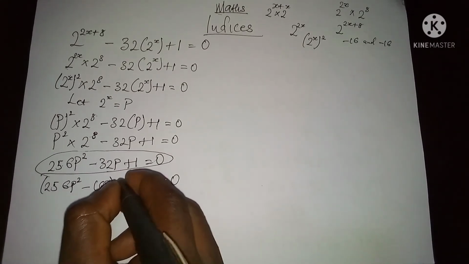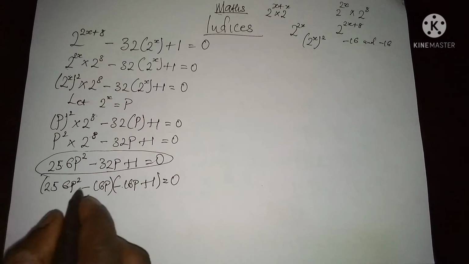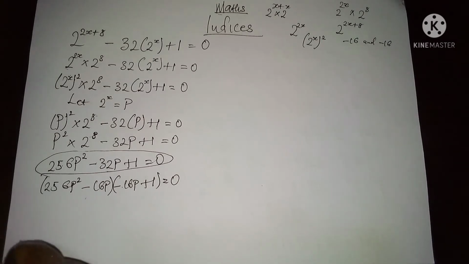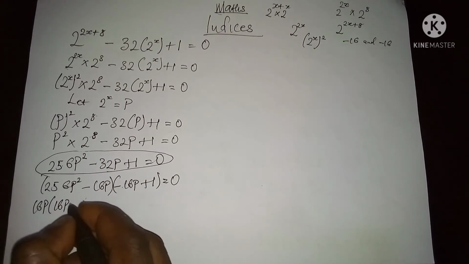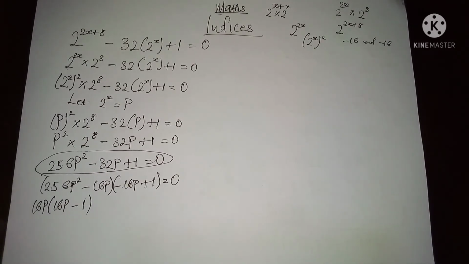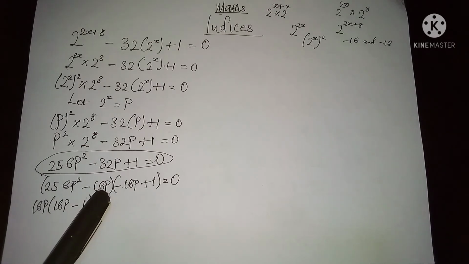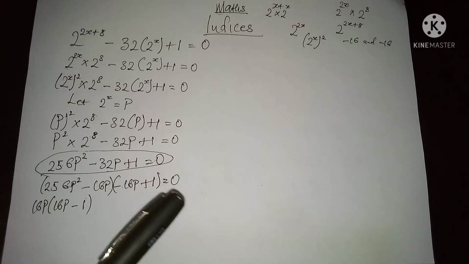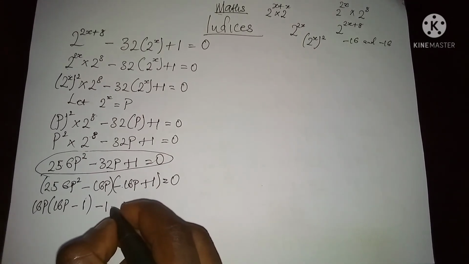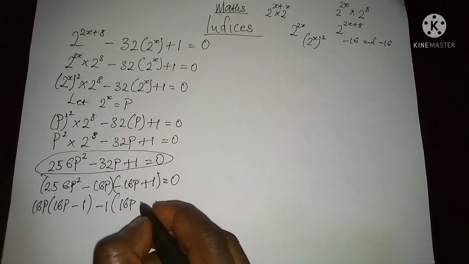So I can factor out 16p from 256p squared, because I have p here and I have p here. So I have 16p, and in this case, I have 16p minus 1. Now remember, I said you will factor in a way that when you multiply back, you will definitely get what you have initially. 16p times 16p will give me 256p squared, and 16p times negative 1 will give me negative 16p. So in this case, I can factor out negative 1, and I have 16p minus 1.